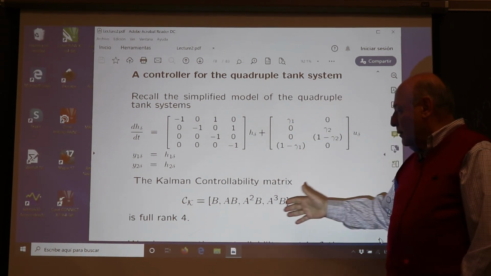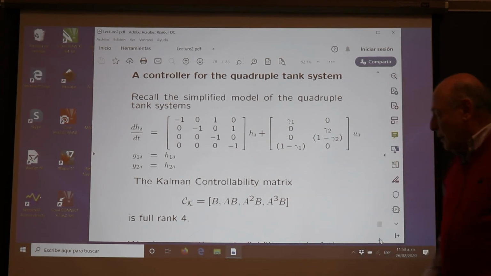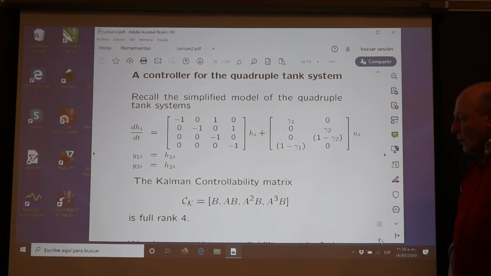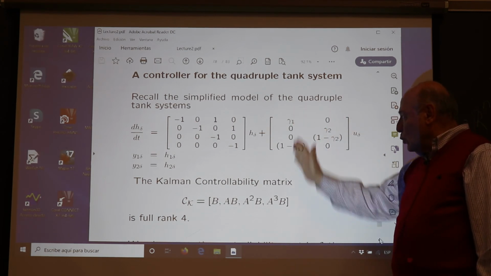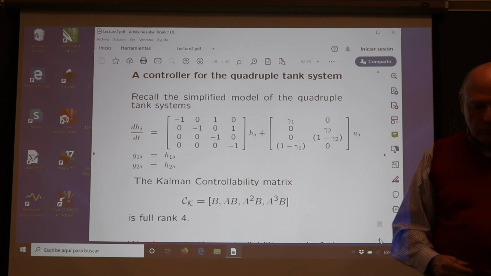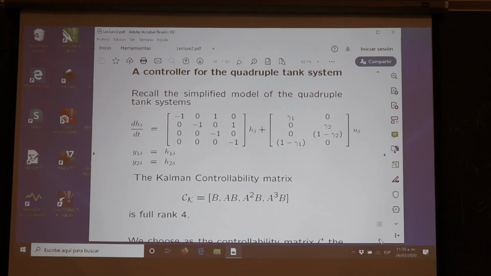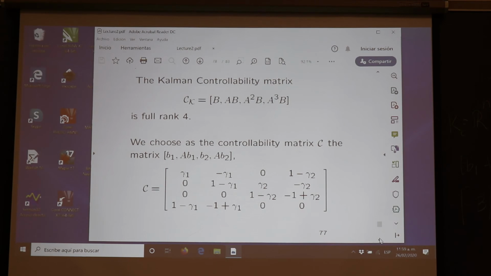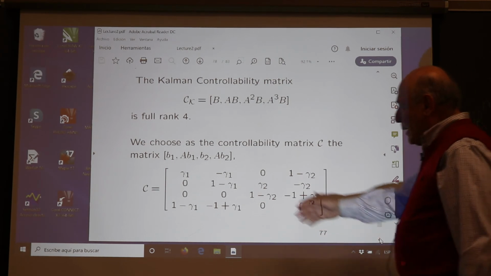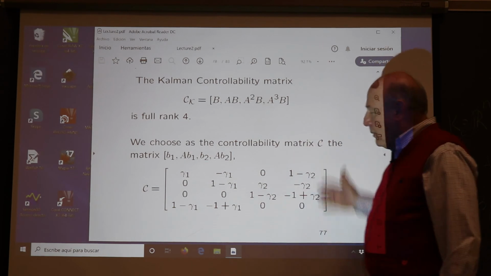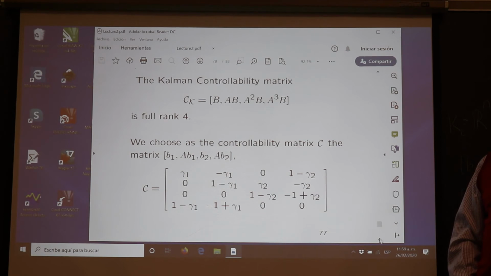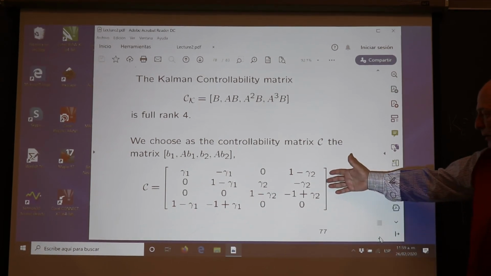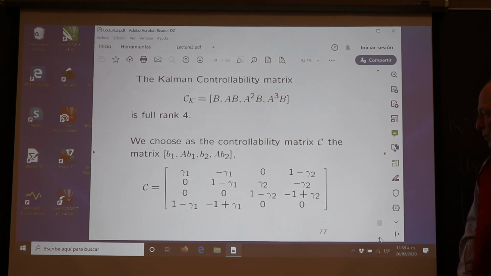You have 8 columns and 4 rows in the controllability matrix, so you have a lot of freedom to choose a rank 4 sub-matrix that somehow involves the 2 input channels and the rest of the dynamics. So we choose the controllability matrix as this one, as B1, AB1, and B2, AB2. So the Kronecker indices are going to be 2 and 2. Gamma 1 will be 2, gamma 2 will be 2. And that gives you a 4 by 4 matrix, which is full rank.